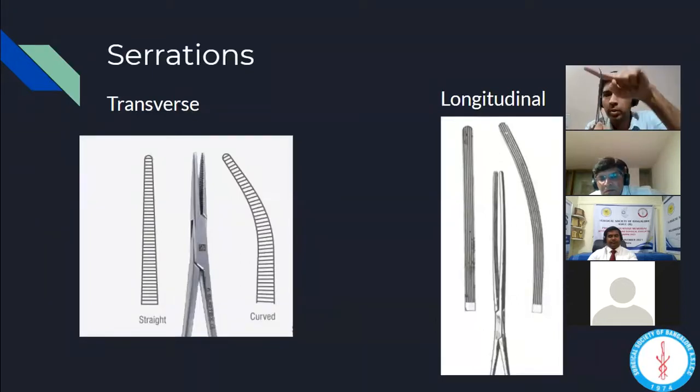If this is the axis of the instrument and the serrations are perpendicular, you call them transverse serrations, and they're more or less traumatic in nature. For example, the advantage is if I grab a tissue and the serrations are like this, even if one serration slips, the next one will hold. If this also slips, the next one will hold. This also slips, the next one will hold. So you know you have a very good grasp over the tissue.